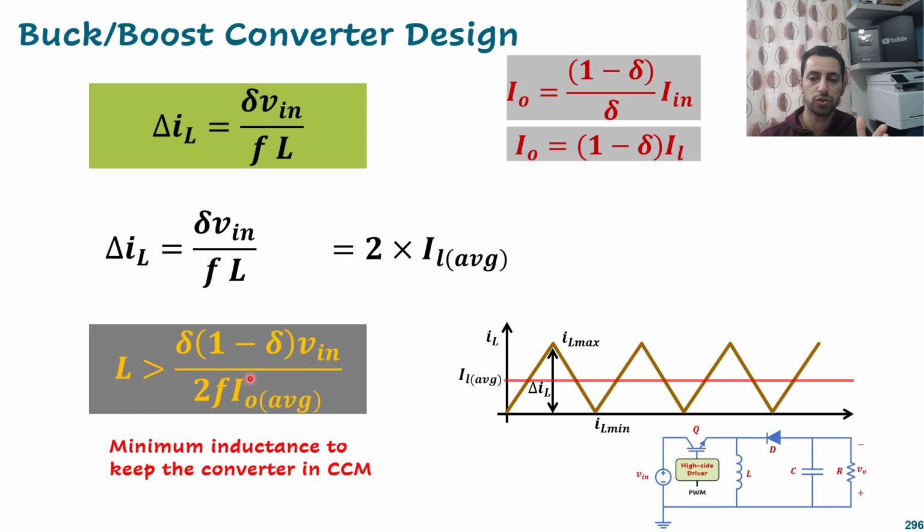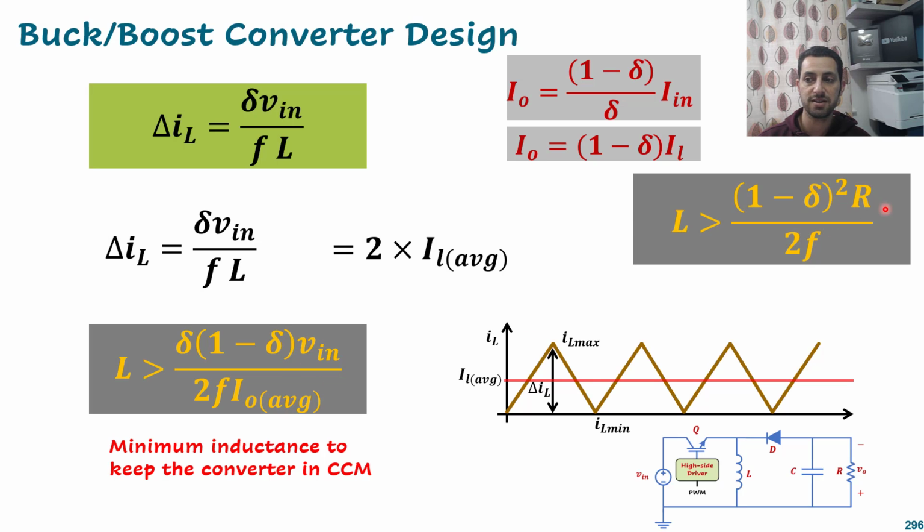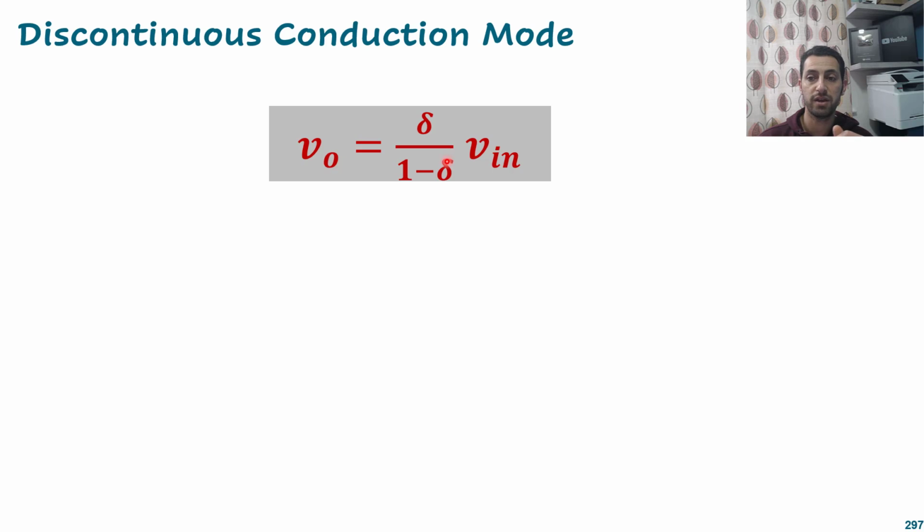And if you don't want it in terms of I output and V input, you can change V input to V output by the relation, and also I output and V output to the resistance, and you can get this value. So this is another equation, but in terms of the output resistance, not the output current and V input. And again, we have the V output and V input relation in the continuous conduction mode.